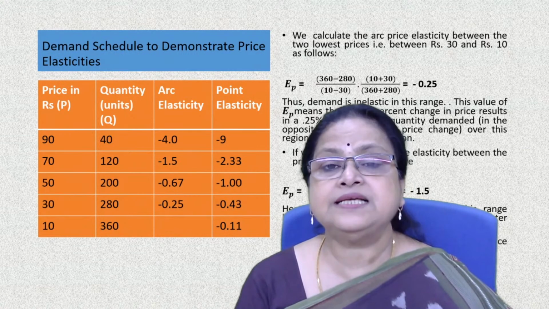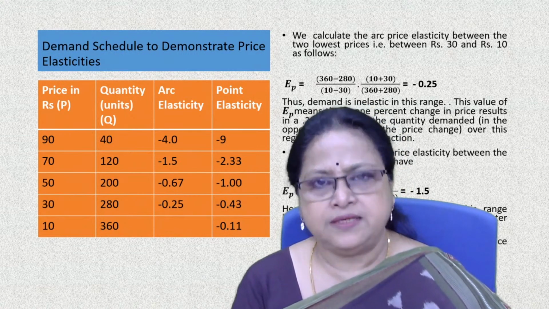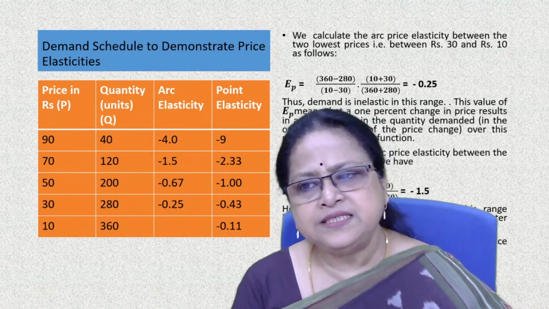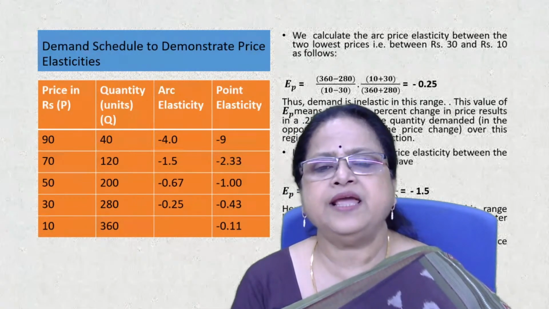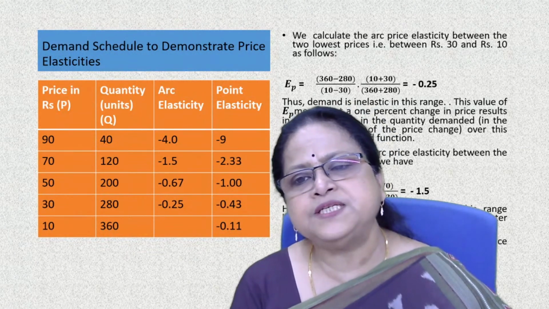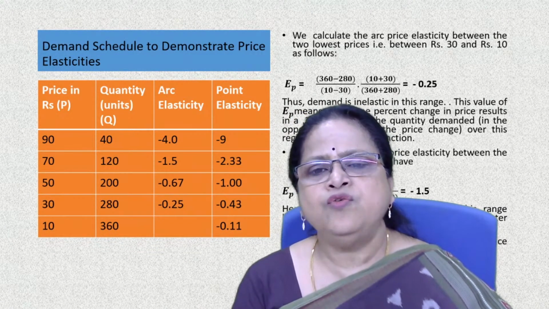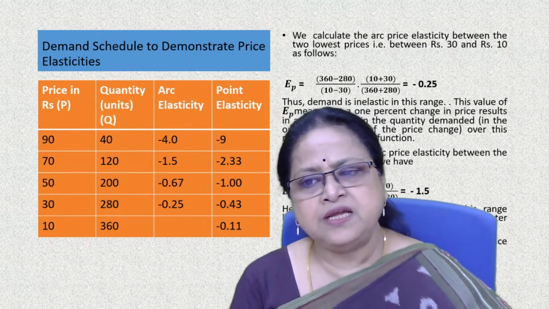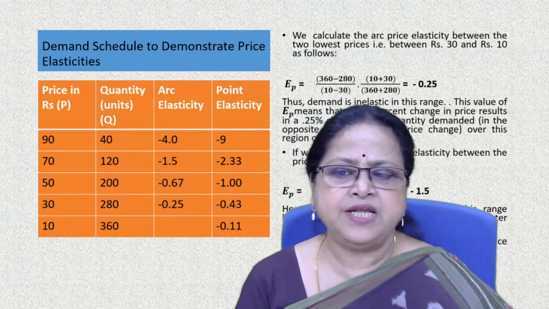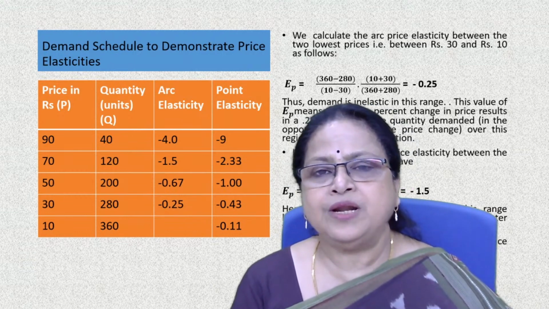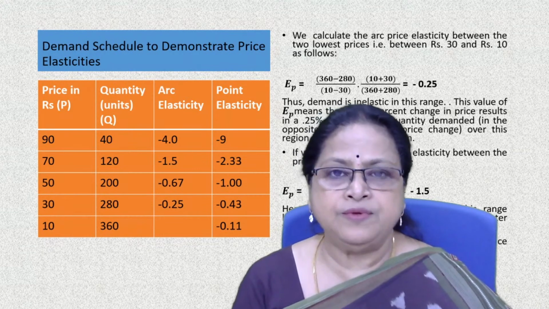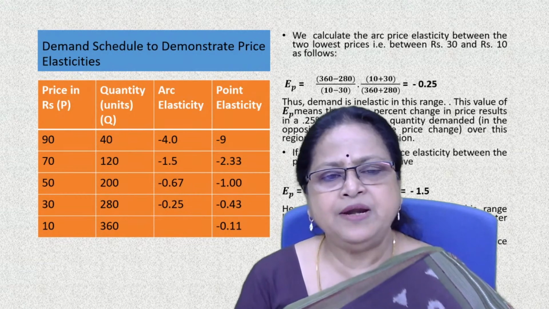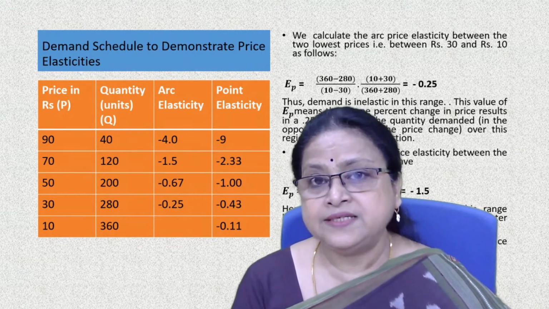Thus, demand is inelastic in this range because the value is less than 1. This value of EP means that a 1% change in price will result in a 0.25% change in the quantity demanded over this region of the demand function. If we calculate the arc price elasticity between price of 50 and 70, we have minus 1.5, which in mod value is greater than 1. So what do we find out? We find out here that at different points on the demand curve, the elasticities are changing.